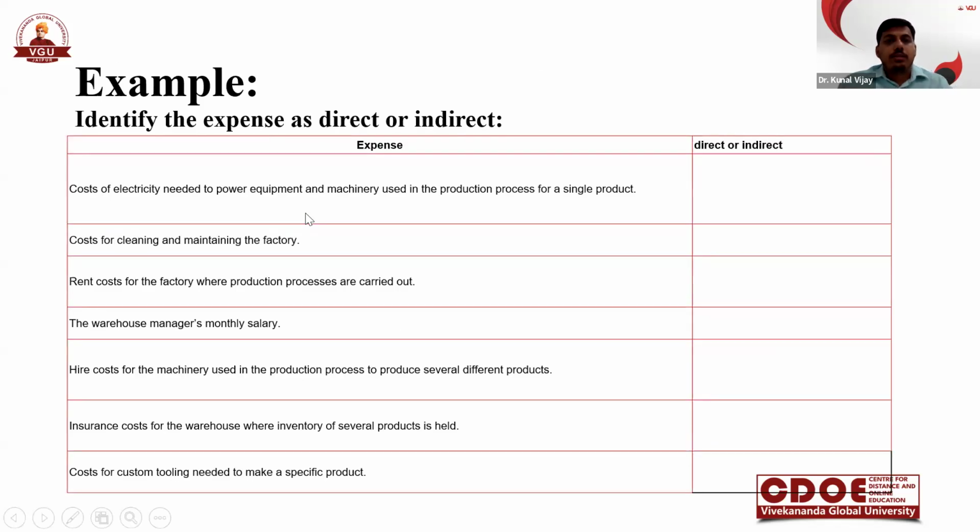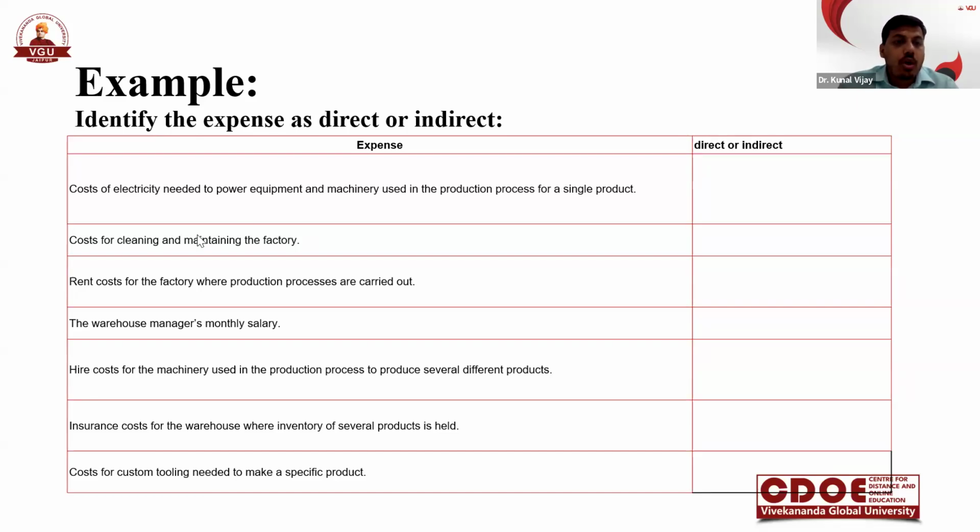Okay, so this is an example. So we will have to study that as well. With that, you will get more clarity about direct and indirect expenses. The first one is the cost of electricity needed to power equipment and machinery used in the production process for a single product. Okay, so it is written that this is for a single product. So for a single product, it is direct.